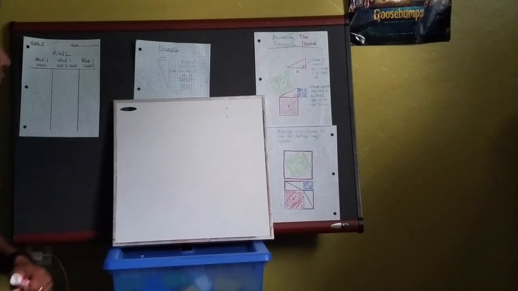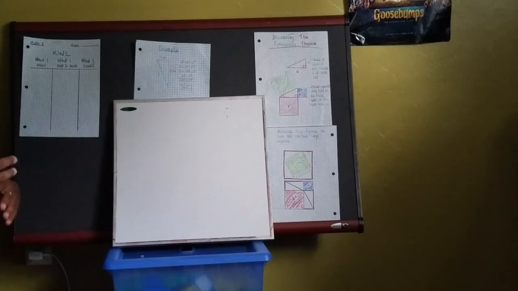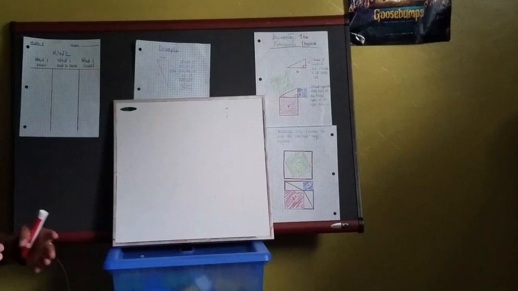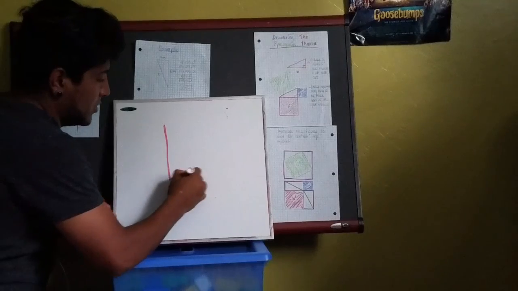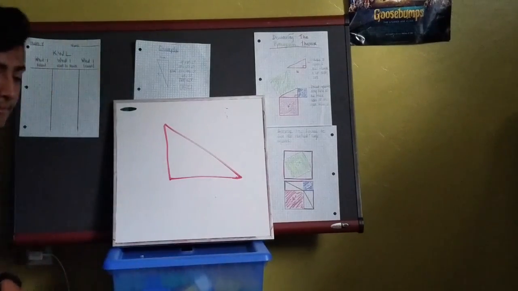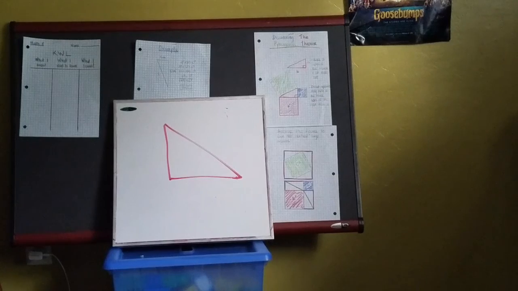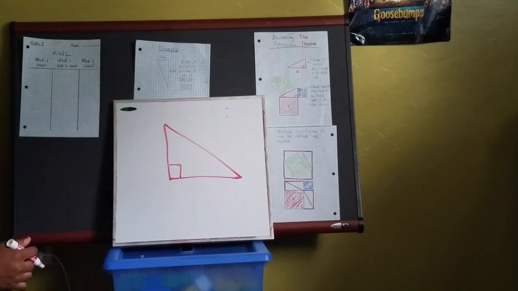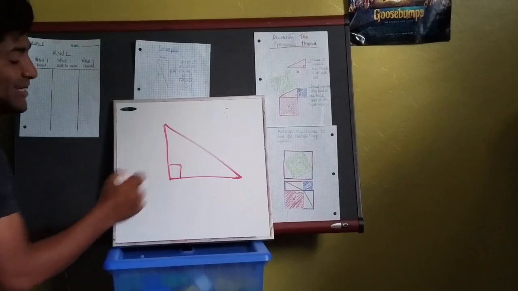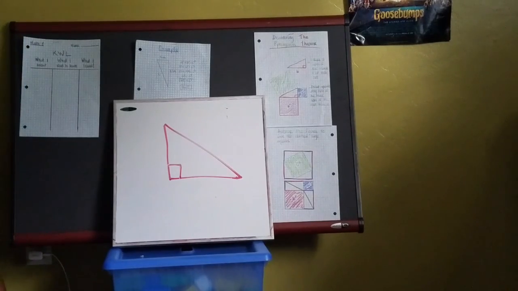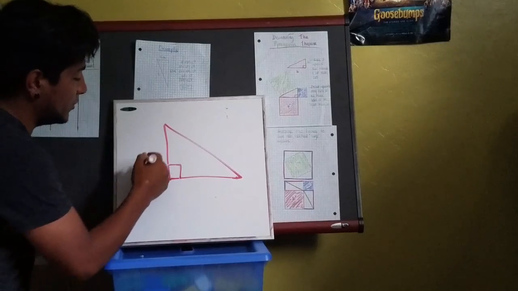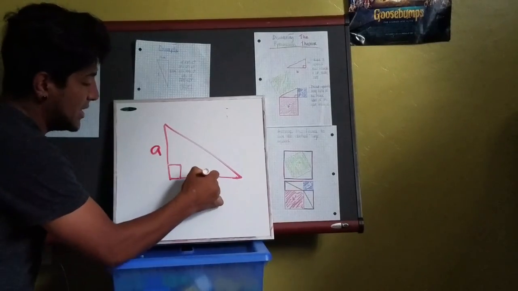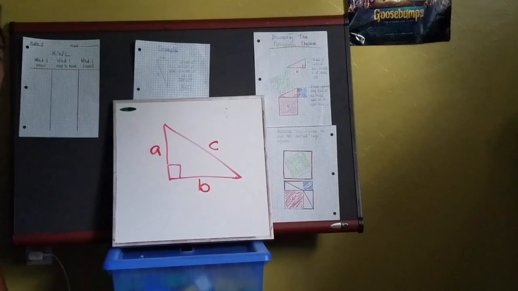Alright class, the first thing we need to do when we learn the Pythagorean theorem is know how to label a right triangle. I have my right triangle right here, right? And we know that this is a right triangle because of this mark, which demonstrates that it's a perfect 90-degree angle. Alright, so what we need to do now is label our sides. We have A, B, and C.